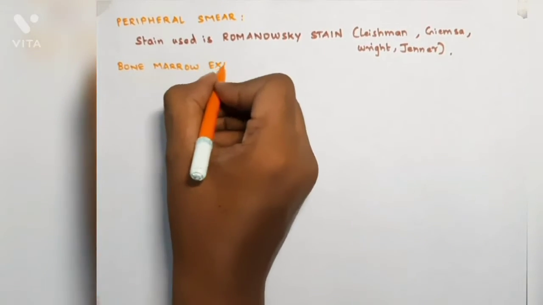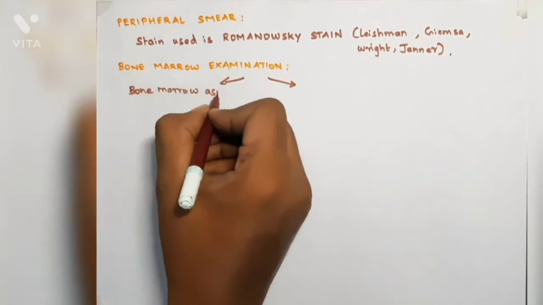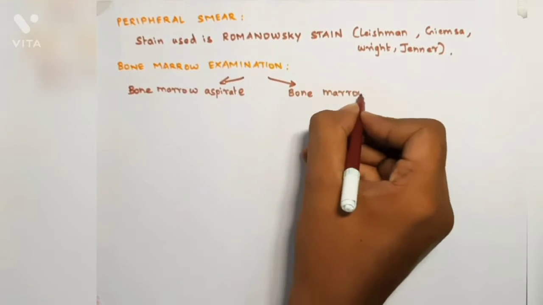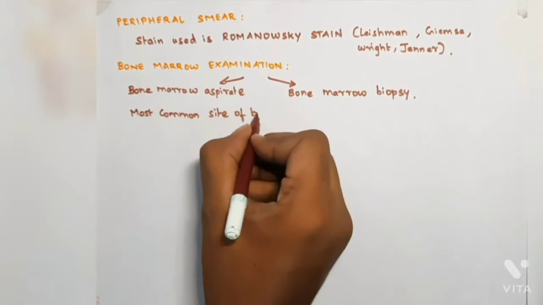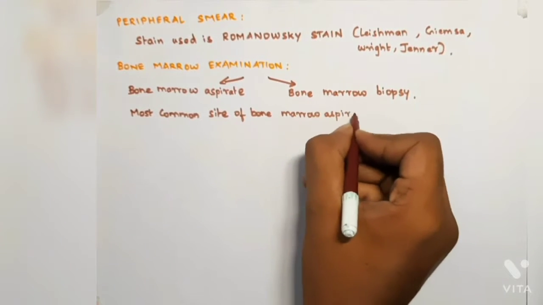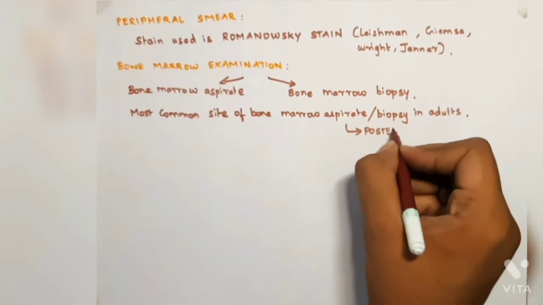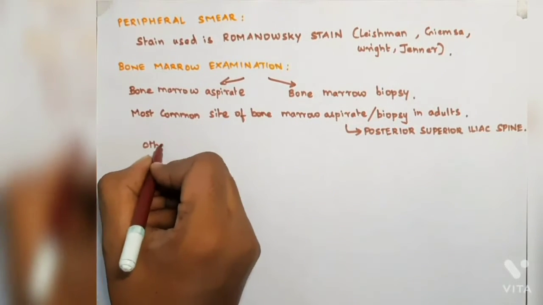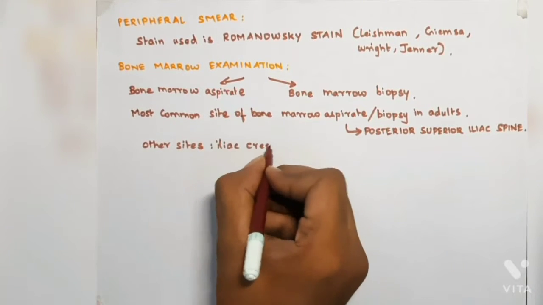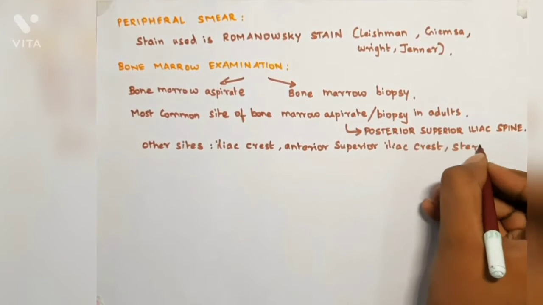Bone marrow examination: bone marrow aspirate and bone marrow biopsy. Most common site of bone marrow aspirate or biopsy in adults is posterior superior iliac spine. Other sites: iliac crest, anterior superior iliac crest, and sternum.